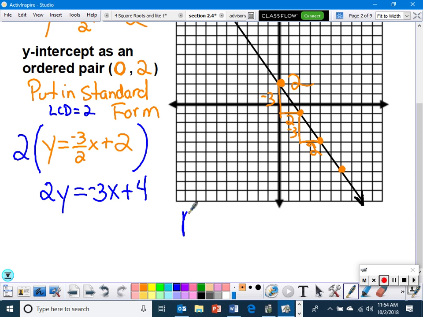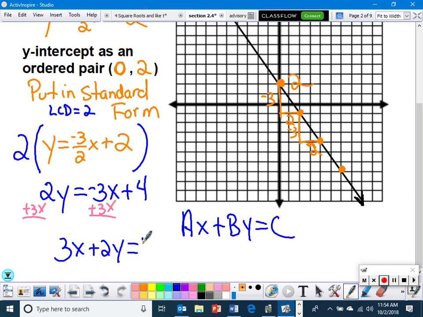Now, to be in standard form, remember, it's got to be ax plus by equals c. So that means we need to move the x to the other side. So we're going to add 3x to both sides. And I'm done. I've got 3x plus 2y equals 4. So that's the standard form of that equation. And that's the standard form for the line that you see graphed. All right, at any time, if you need to, you can pause or rewind and listen to it again if you didn't catch it the first time.